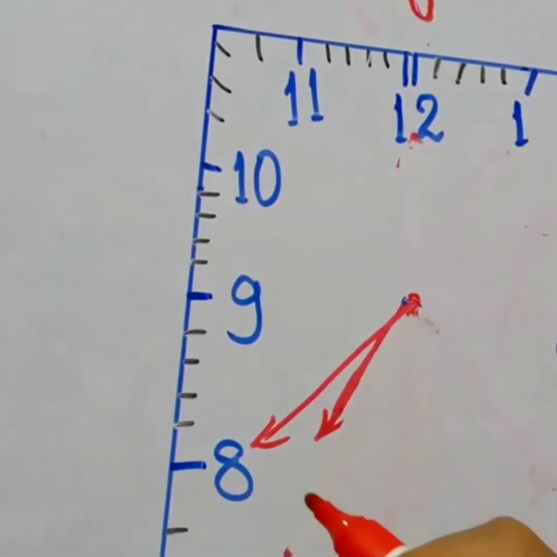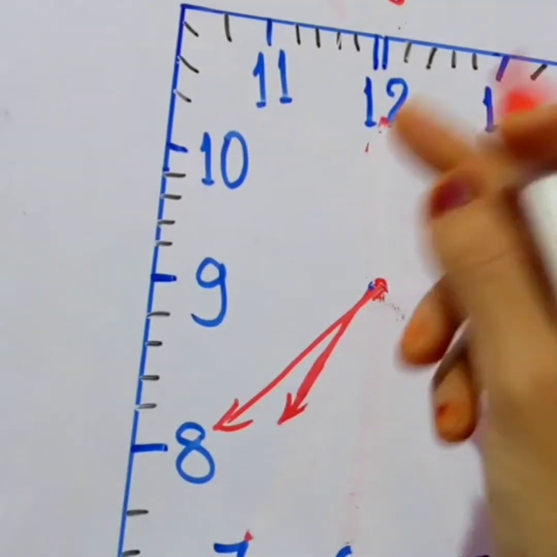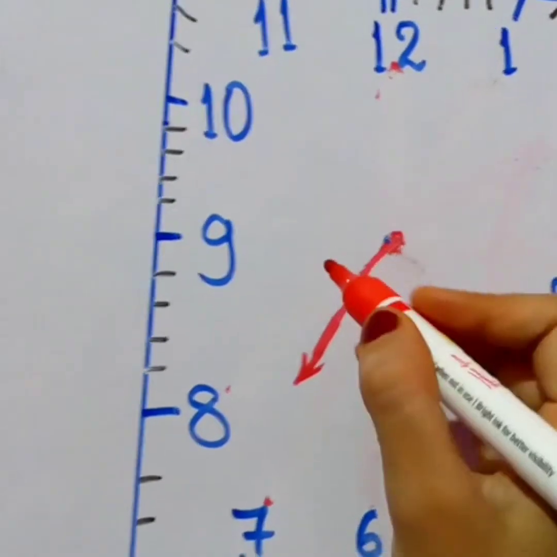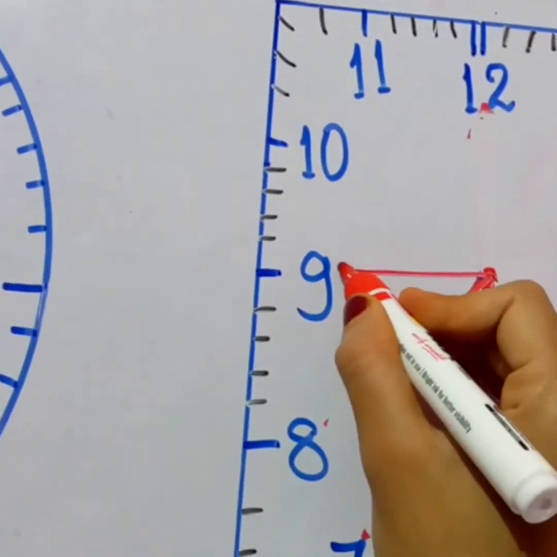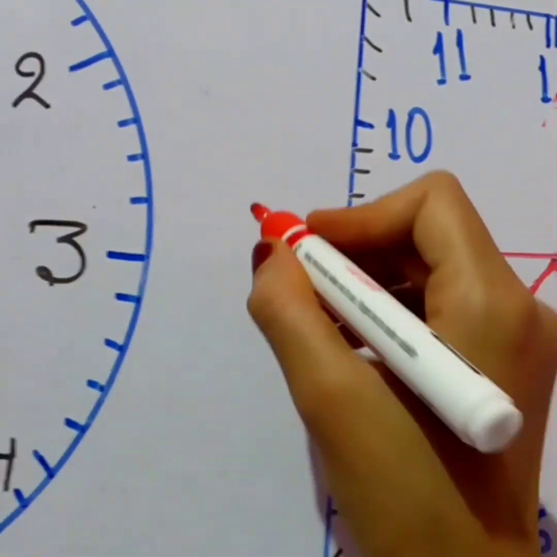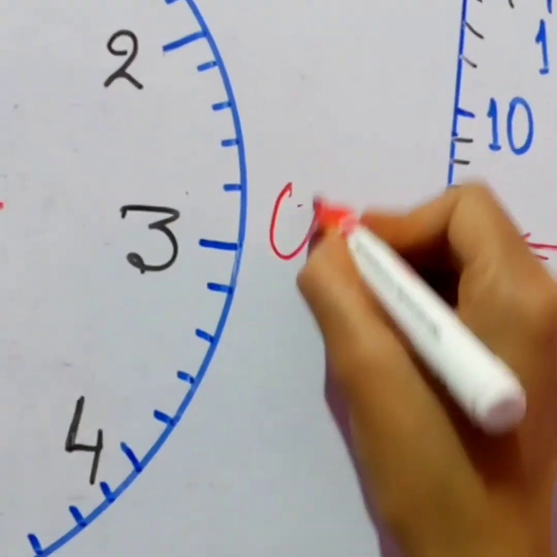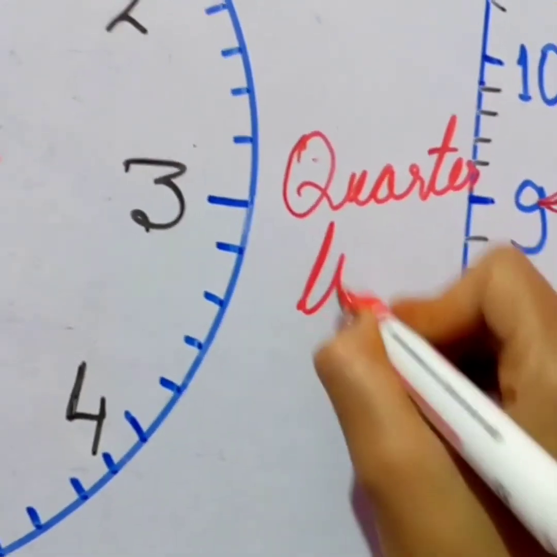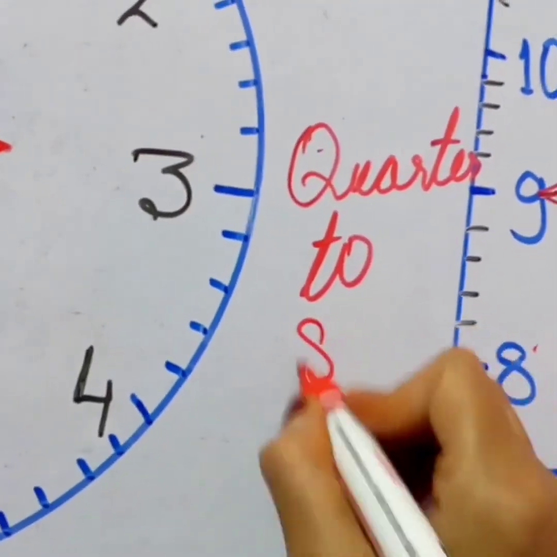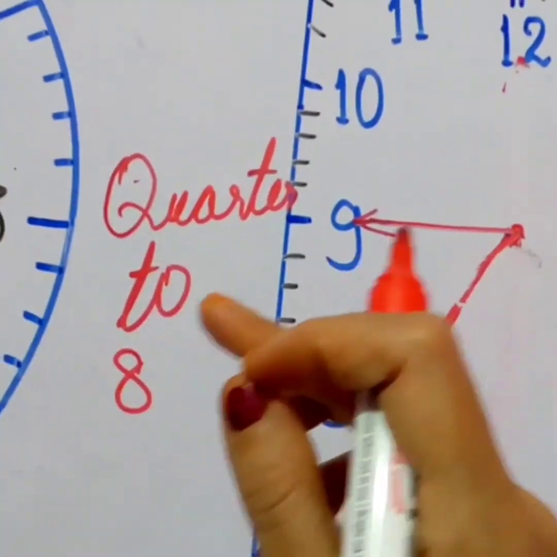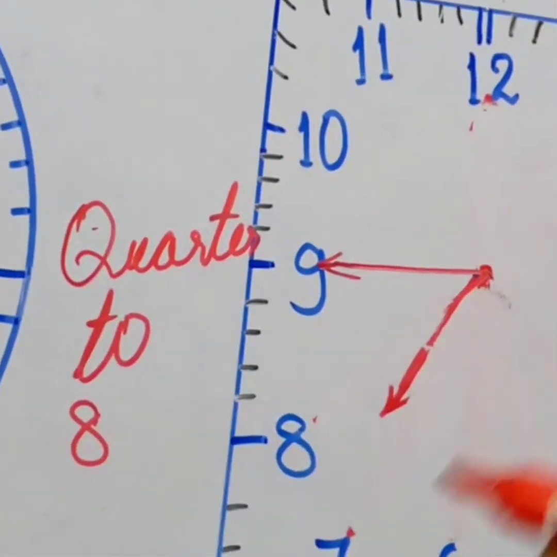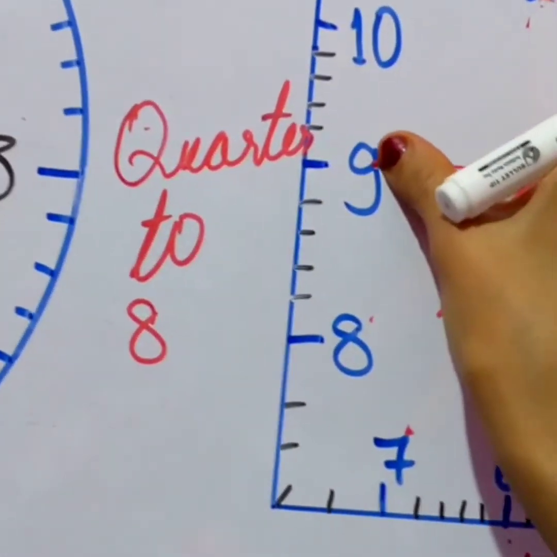Okay, now if the long hand is on the 8, it is called 20 to 8 (5, 10, 15, 20). It means 20 minutes are left for 8 o'clock. Now, if the long hand is on the 9, then it is called quarter to 8. It means 15 minutes left to 8.